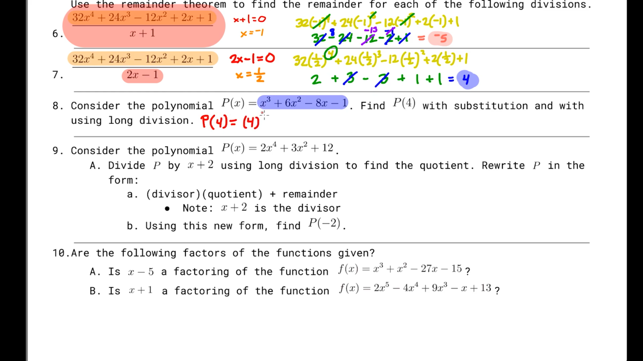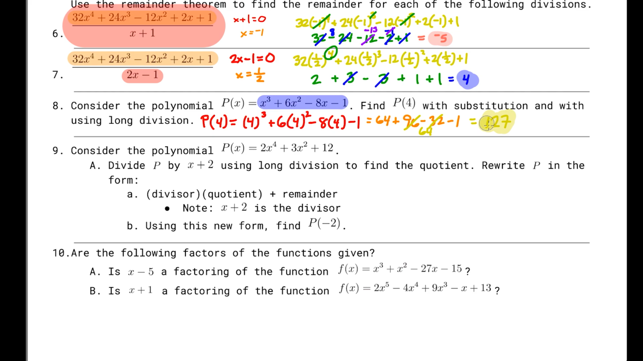We're going to do 4 to the 3rd plus 6 times 4 squared minus 8 times 4 minus 1. Okay, you're going to be left with 64 plus 6 times 16 is 96 minus 32 minus 1. Okay, so you're going to get a big number for this one, it looks like. Let's see here. 96 minus 32 is 64, and then 64 plus 64 is 128 minus 1. You should get 127 for the substitution part of it.